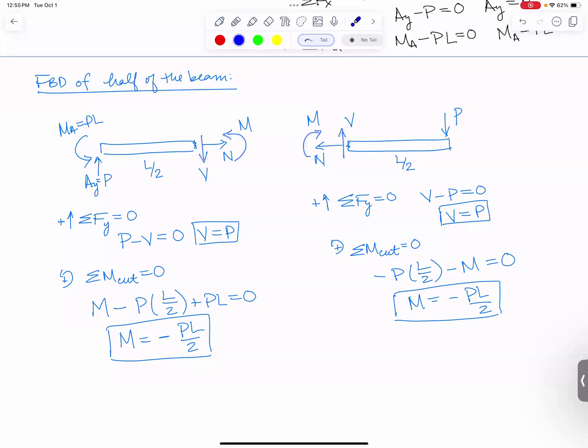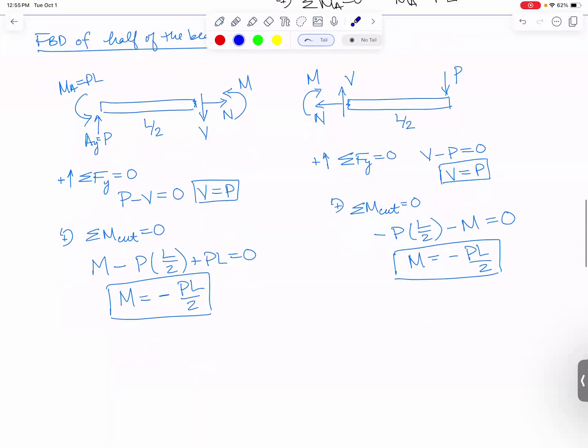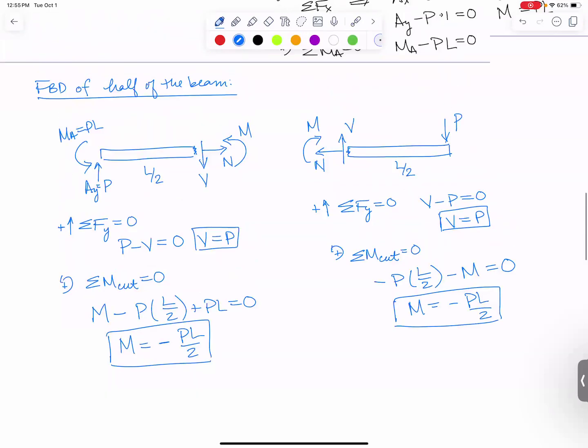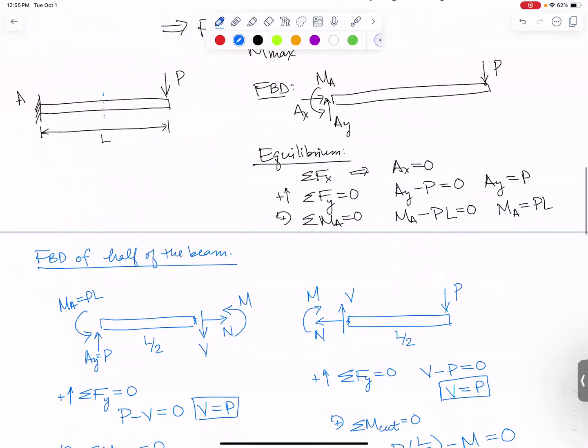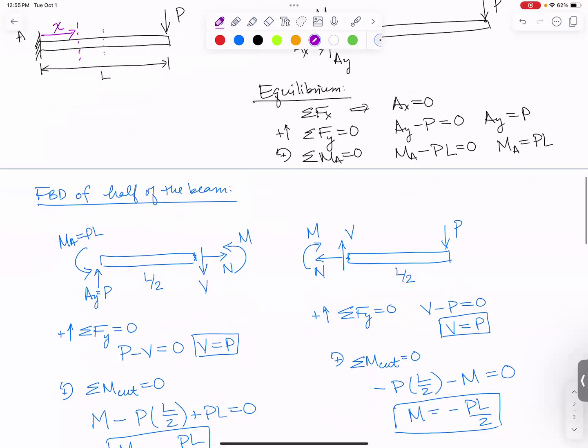We need to find it now at all the other points along the beam. So what I'm going to do, instead of cutting it in the middle like I did, I'm going to do a different cut. I'm going to cut it right here. I'm going to cut it at a position that I'm just going to label X. And X can take on values from 0 to L. And let's get an equation to express what V is going to look like.